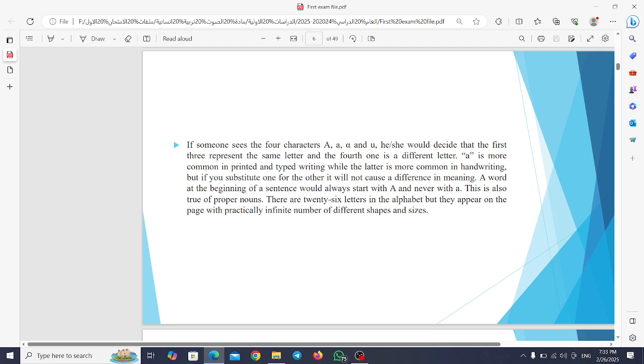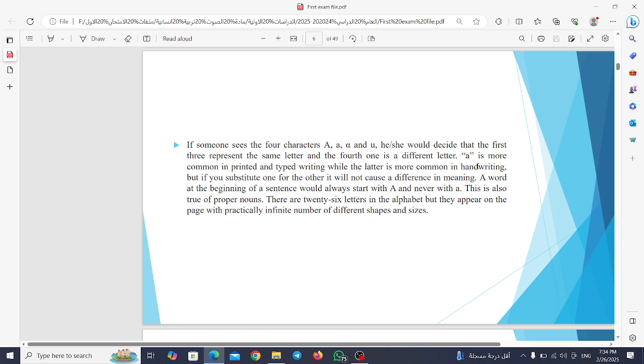Now, if someone sees 4 characters, the capital A, the small a, and the small a written differently, and U, he or she would decide that the first 3 represent the same letter. These are different spellings for the same letter A, but U, of course, is different. The 4th one is a different letter, because it is the letter for the vowel U.